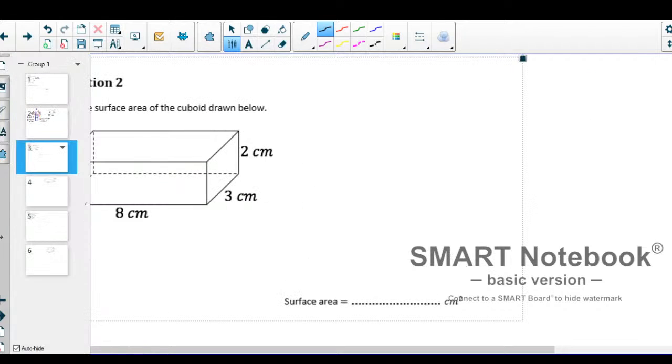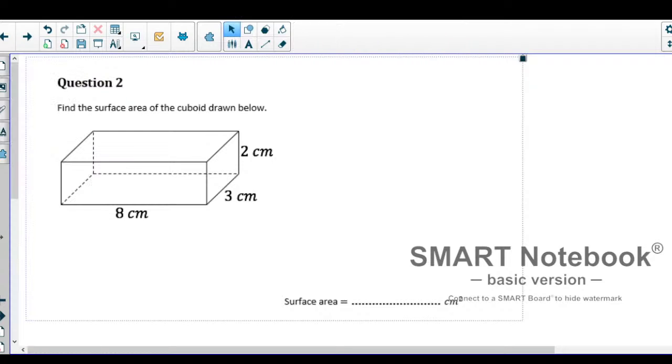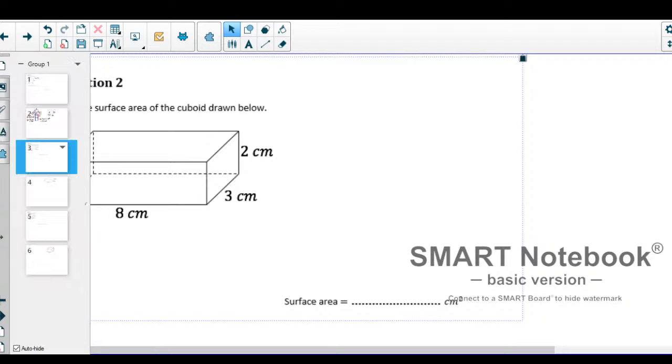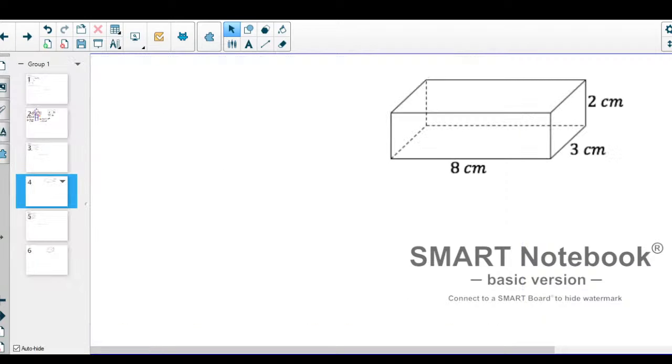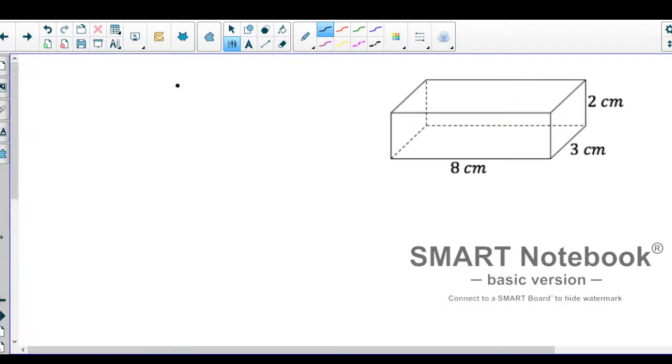Right, let's look at the second one and let's see how I can apply the same idea to this. Right, once again, it says find the surface area of the cuboid drawn below. 8 by 3 by 2. So what I'm going to do is a little sketch. These sketches aren't great, and this is something I'd advise you to do. Just draw yourself a sketch. When you're in an exam or something like that, ask for that extra paper and do that little sketch. It doesn't have to be accurate, and in fact, you can see mine definitely aren't.